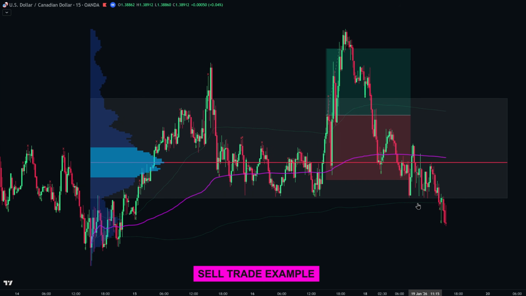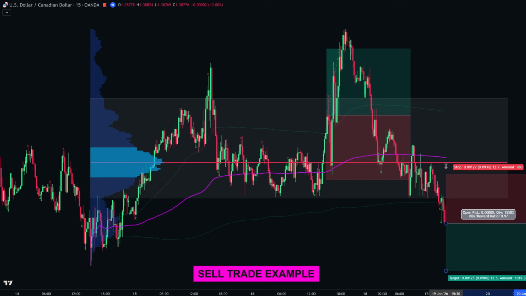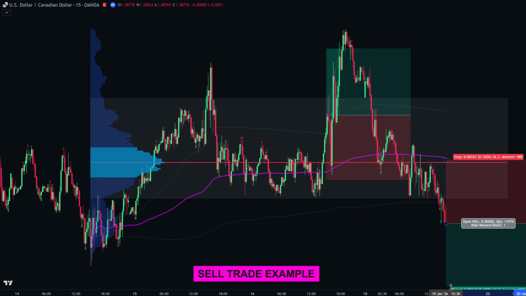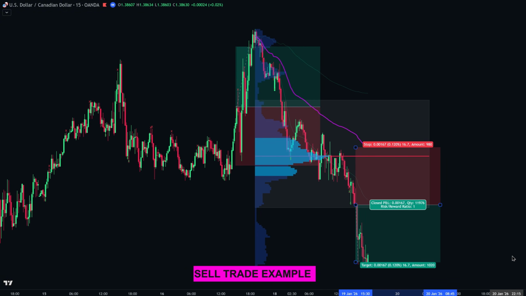We can see price closing below both levels with strong momentum. That breakout confirms weakness. At that point, we enter our sell trade. For the stop loss, we place it above the point of control line. For the take profit, we target a 1-to-1 risk-to-reward ratio. If we allow the trade to run, we can see price moving downward and easily hitting our profit target.